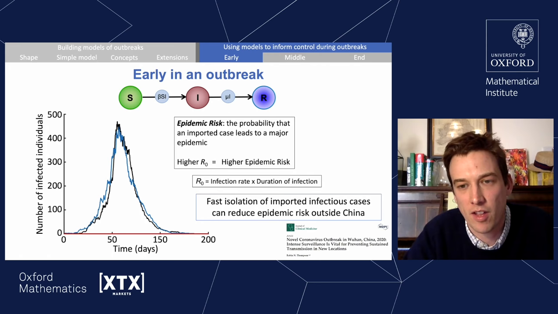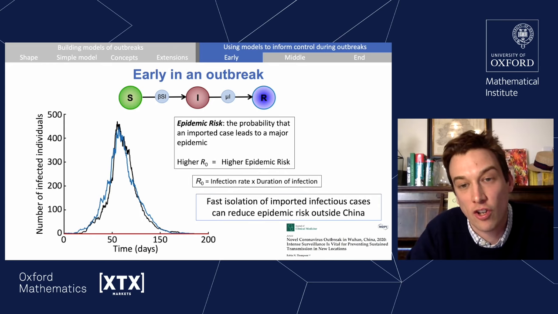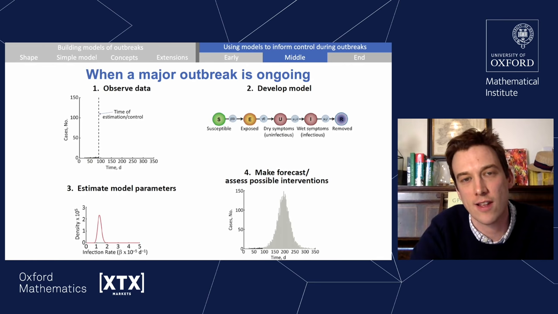This is a paper that I wrote on this topic right back in January. And the key conclusion is fast isolation of imported cases can reduce the epidemic risk in countries other than China. So what you need to do is you really need to rapidly isolate any imported case and their contacts if you want to reduce the chance of having a large outbreak in other countries. Unfortunately, what then went on to happen is we did see large outbreaks elsewhere. The epidemic risk wasn't reduced sufficiently. And so what then happens is we enter a different phase of the outbreak.